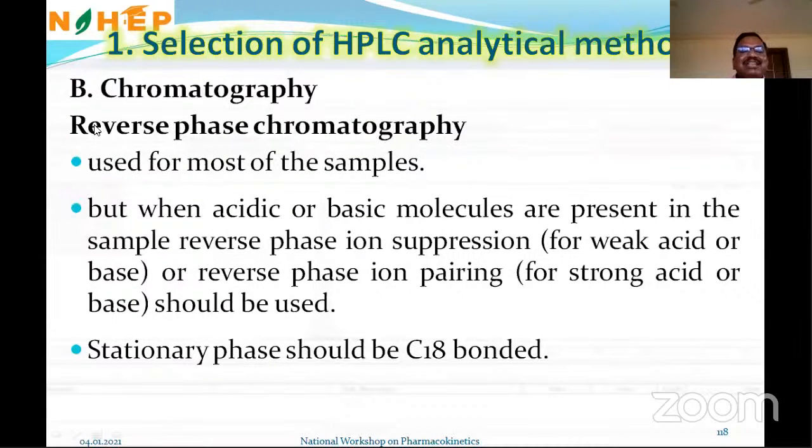And then we come to the chromatography. Reverse phase chromatography is used for most samples, but when acidic or basic molecules are present in the sample, reverse phase ion suppression or reverse phase ion pairing should be used. Here the stationary phase should be a C18 bonded column.